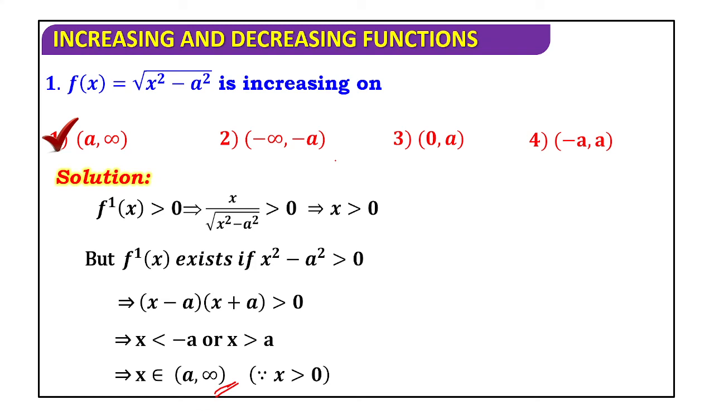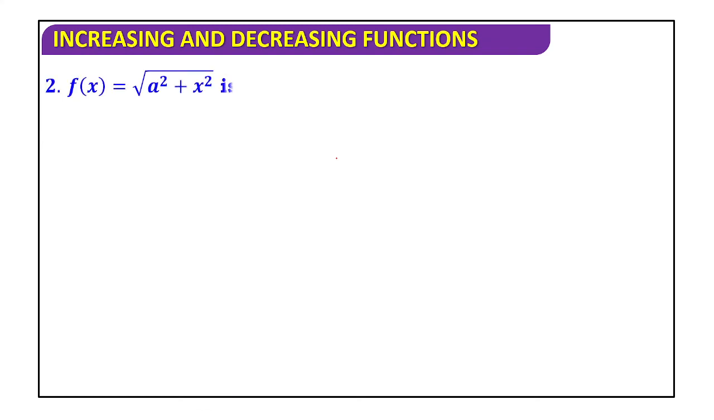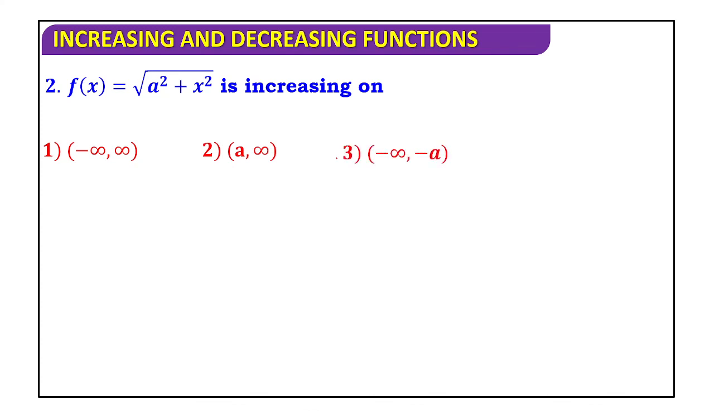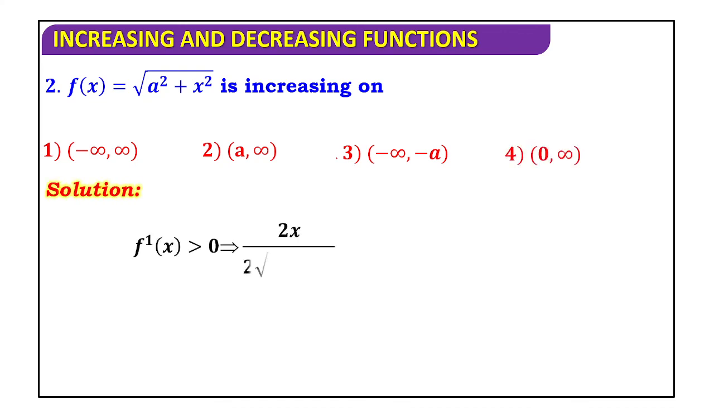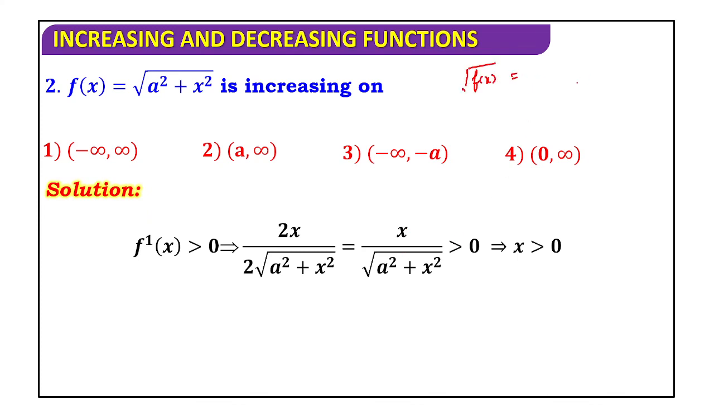Okay. So quickly we can move for the second problem, that is root of a square plus x square, increasing on, given 4 options. And first we differentiate it. So by differentiating, you can just see this is root of f of x. What will be the formula? 1 by 2 times of root of f of x and multiplied with f dash of x.